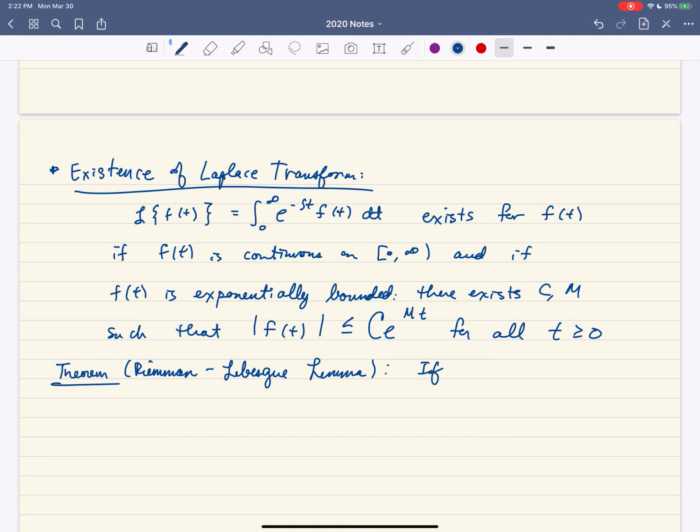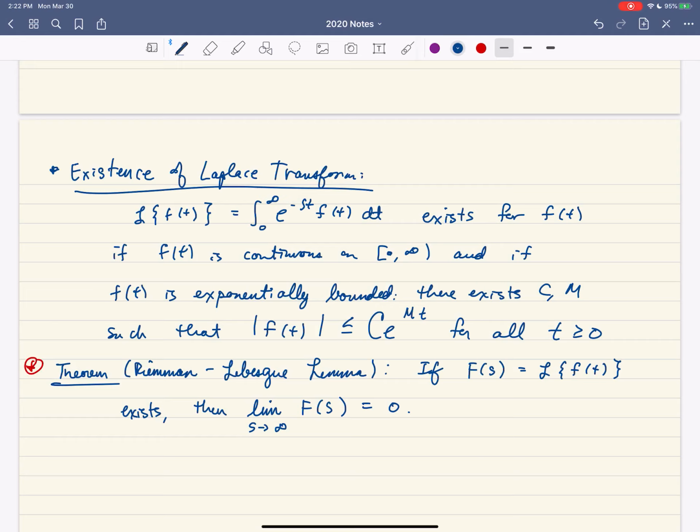The Riemann-Lebesgue lemma is actually a statement about the Fourier transform, but since the Laplace transform is a special case, this also says something about the Laplace transform. If capital F is the Laplace transform of some function, remembering our convention that little f is our input function and capital F is our output, and if capital F exists, then as s goes to infinity, capital F of s must go to 0. This is a consequence of the Riemann-Lebesgue lemma.